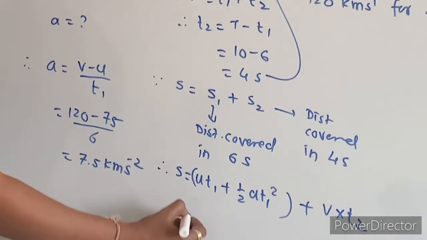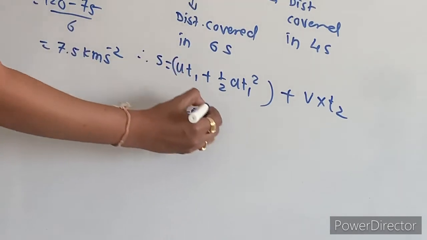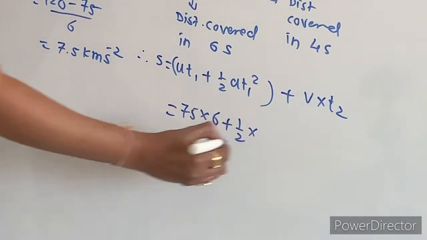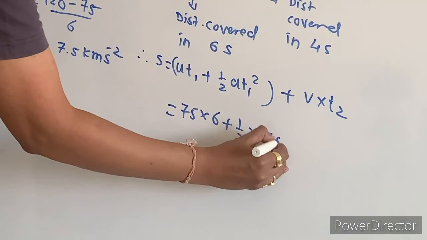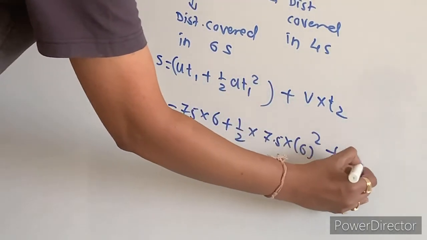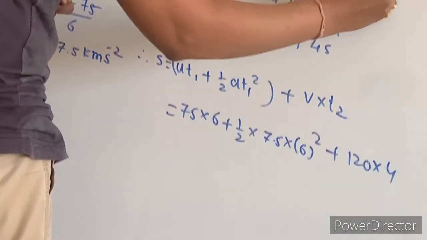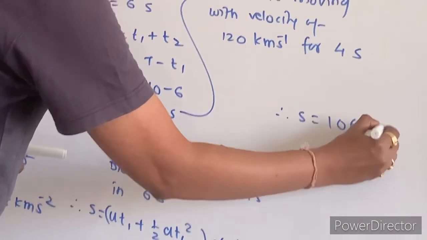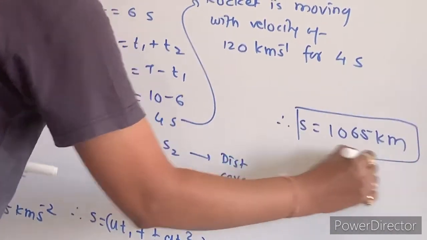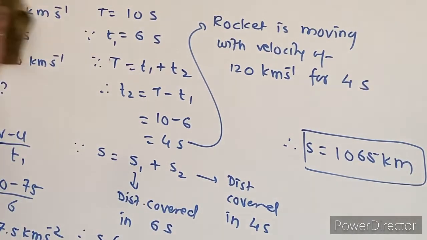Now here u is 75, so this is 75 into t1, which is 6, plus half a, which is 7.5, into t1, which is 6, the whole square, plus v, which is 120, into 4. If you solve this entire part, the total distance covered comes out to be 1065 kilometer, right? This is about the 14th. And the last thing is again important.